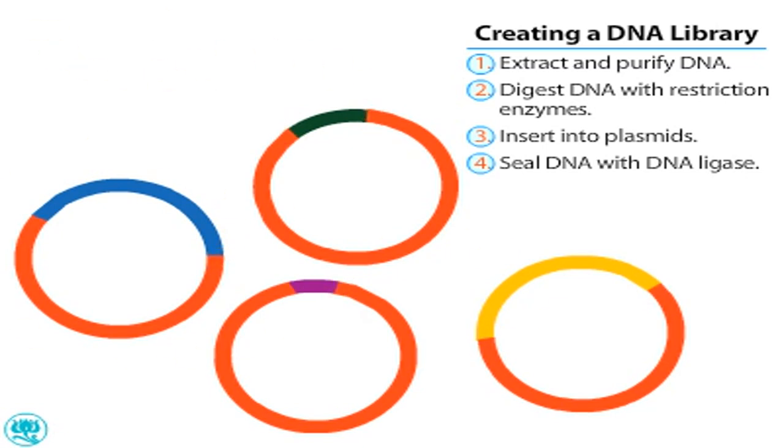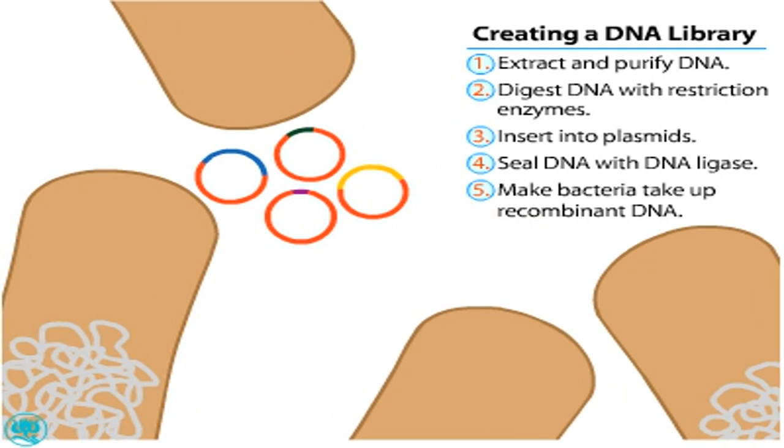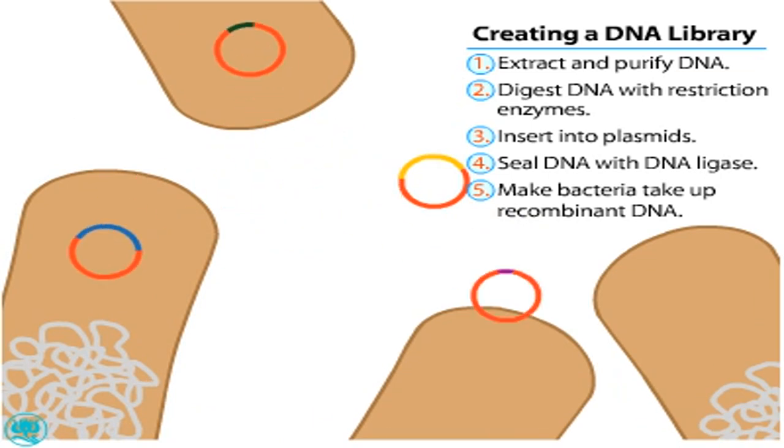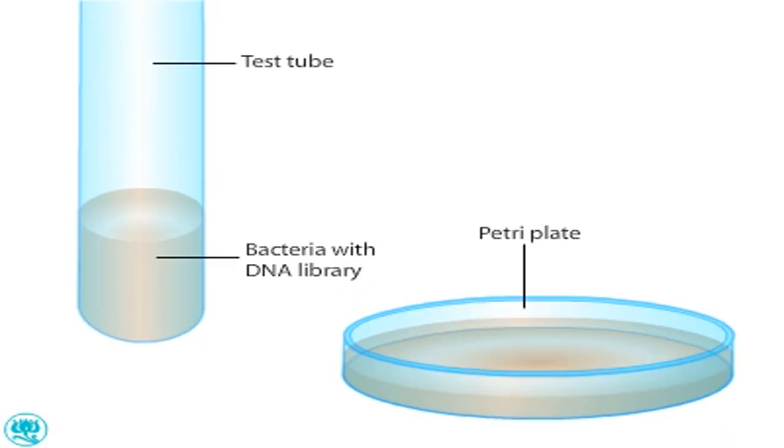The recombinant DNA molecules are added to bacteria, and the bacteria are made to take up the DNA. When the bacteria have taken up the DNA, the entire collection of cells and DNA represents a human DNA library. The recombinant plasmids remain separate from the bacteria's own DNA, making it easy to extract again.